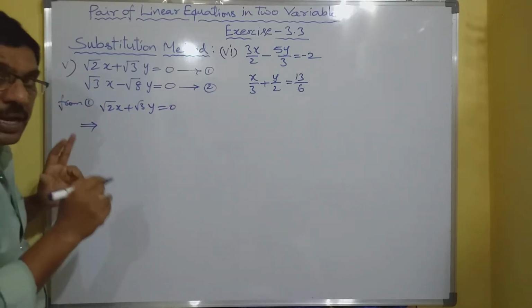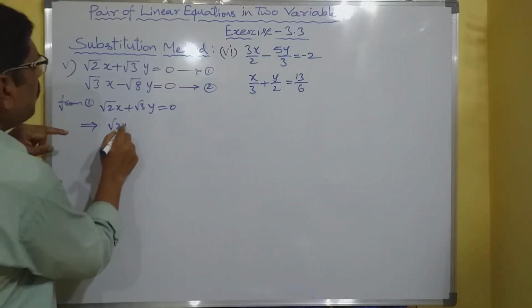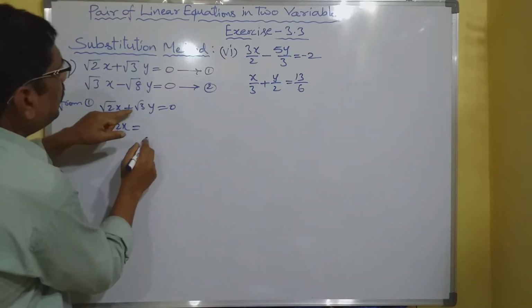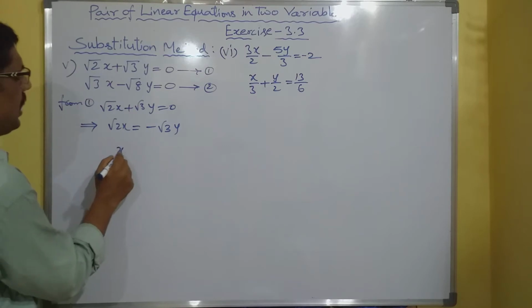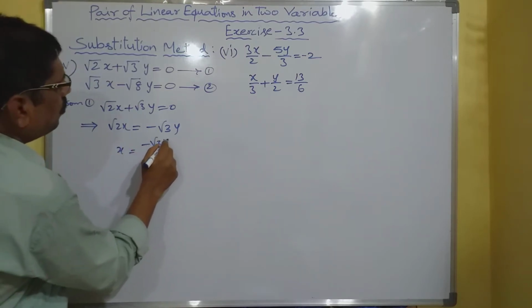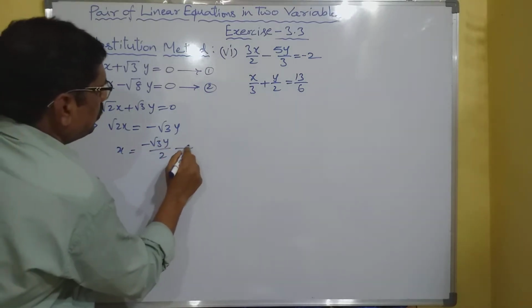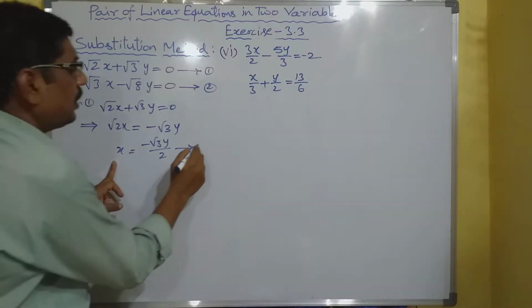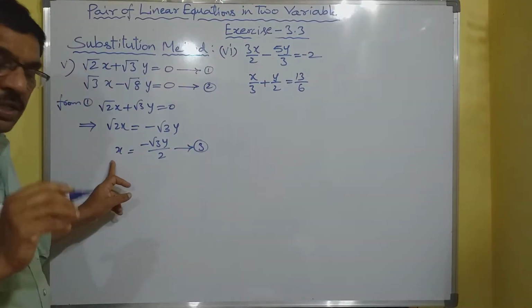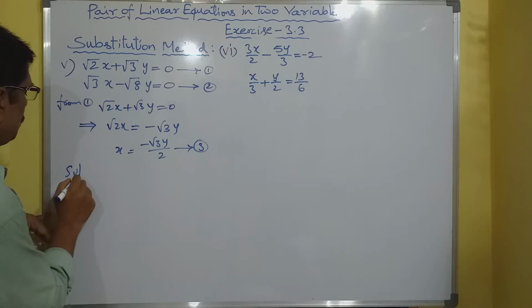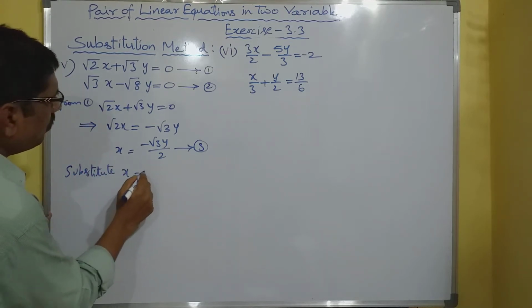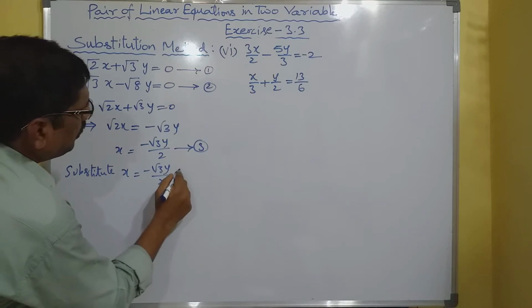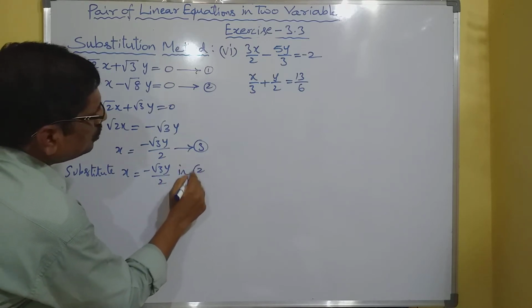Let us make x the subject. You keep root 2 x here only, and send root 3 y to the RHS, then we get minus root 3 y. Then x is equal to minus root 3 y by root 2. So this is the value of x. Let us take this as equation 3. Now substitute x is equal to minus root 3 y by root 2 in equation 2.